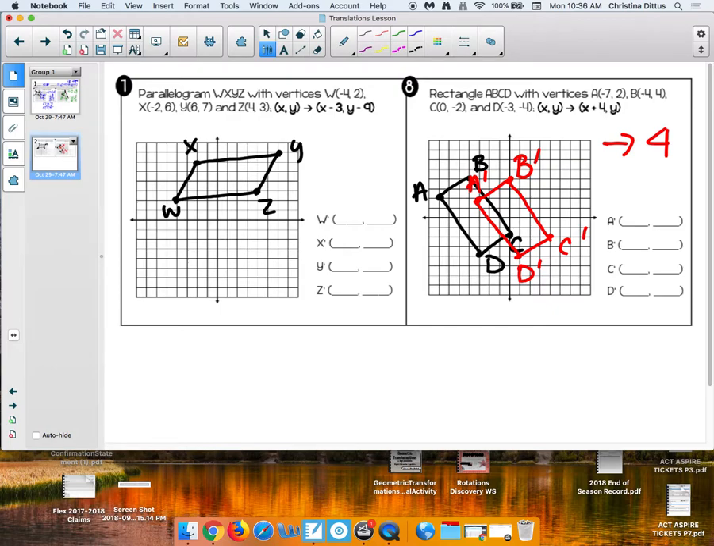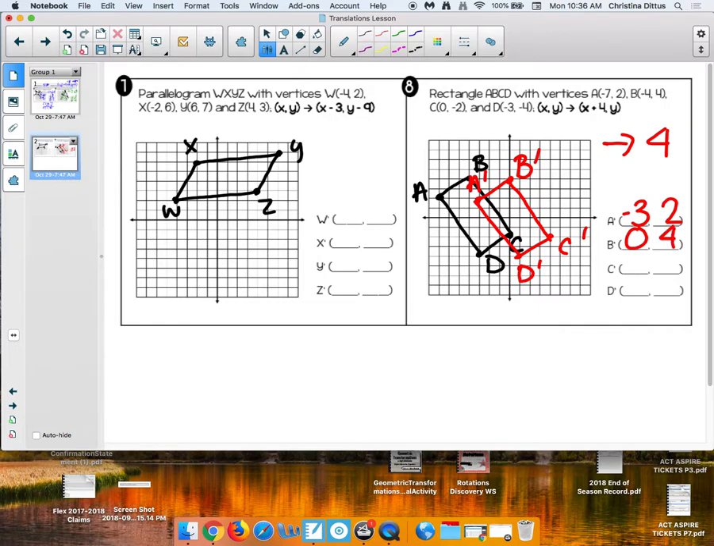For my coordinates, what sort of math do I have to do? Plus 4 to what? The x. What do I do with my y? Nothing. Just leave it. So my first one, if I add 4 to -7, I get -3. And then just leave your 2. Don't do anything with your y. Just copy it down. What should B be? 0. And then my y is 4.